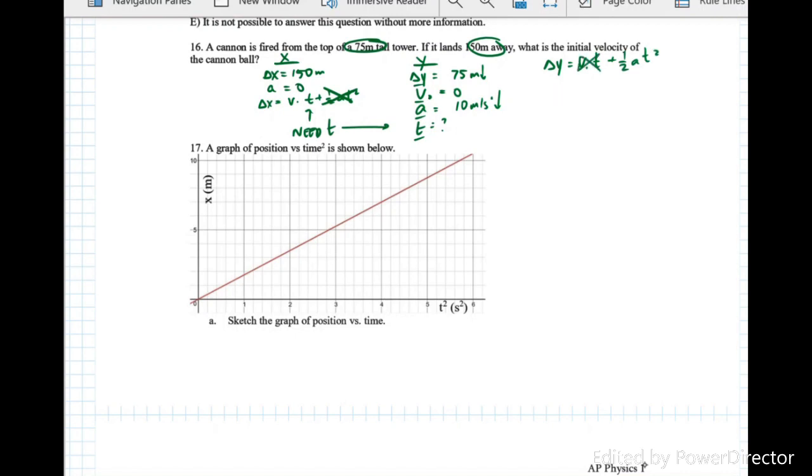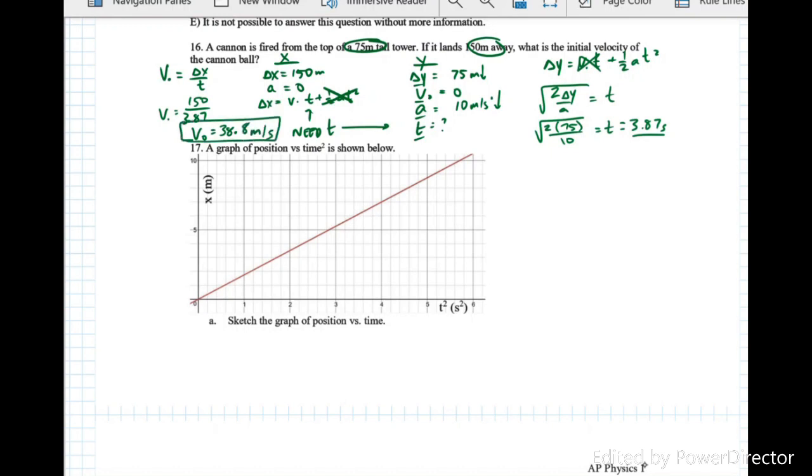Solving for time, we multiply delta y by 2, we divide by a, so the time is the square root of 2 delta y over a. Plug in our numbers, 2 times 75 divided by 10, square rooted, equal to our time, which comes out to be 3.87 seconds. So time is 3.87 seconds. The initial velocity is delta x over time from that equation. My initial velocity is 150 meters divided by 3.87 seconds. It comes out to be 38.8 meters per second. My initial velocity.